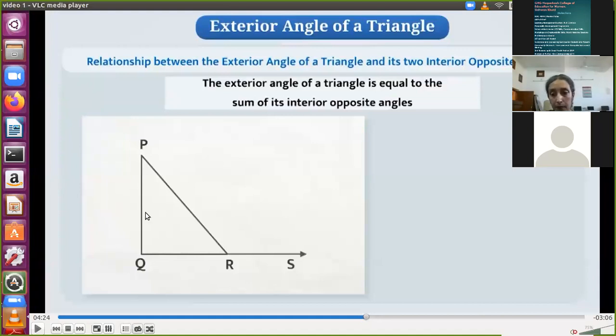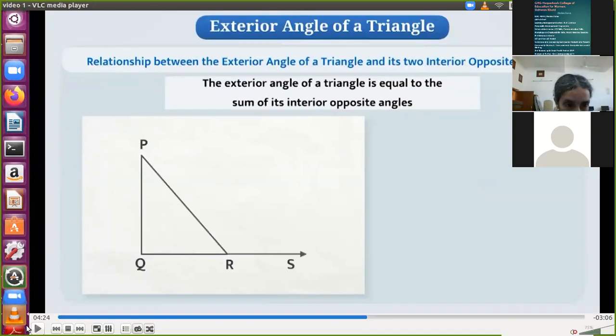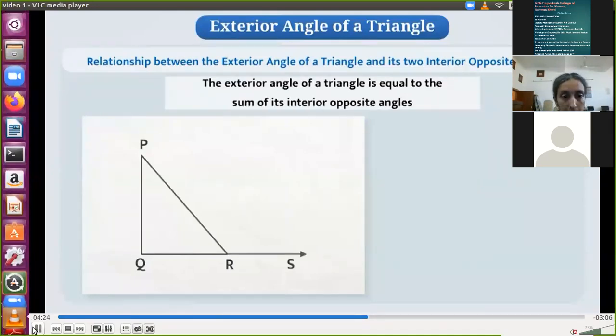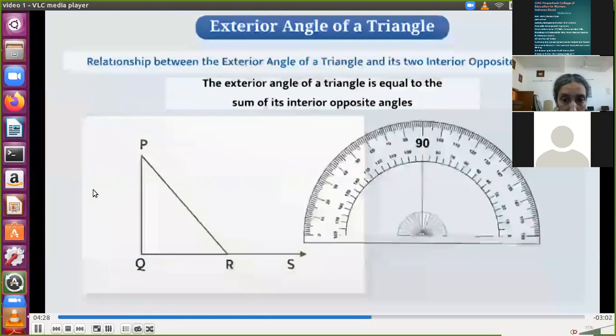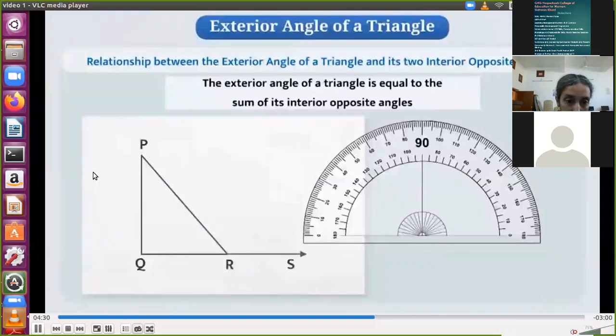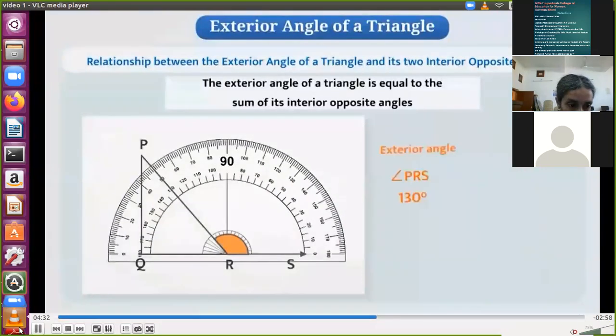So now, I'm sorry my link was not working. Now we were here that we have drawn a right angled triangle, and we are going to measure all the three angles. The exterior angle PRS. With the help of the protractor, we measure this angle and it comes out to be 130 degrees.